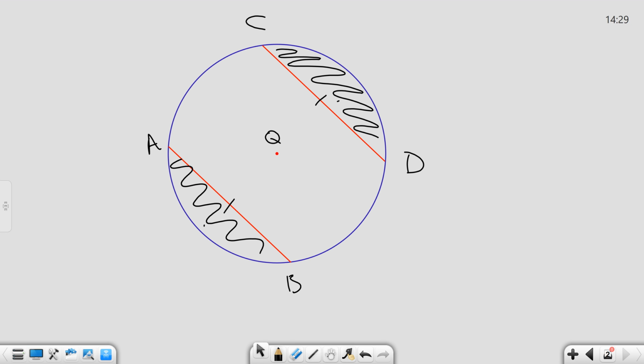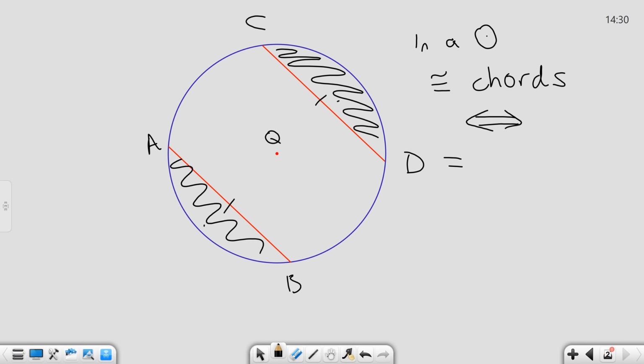Getting all the tricky things and missing the obvious one. What can you tell me about arcs AB and CD? They're equal. Is that so obvious you missed it? Yeah. So we get a little theorem here that says in a circle, congruent chords, congruent arcs.